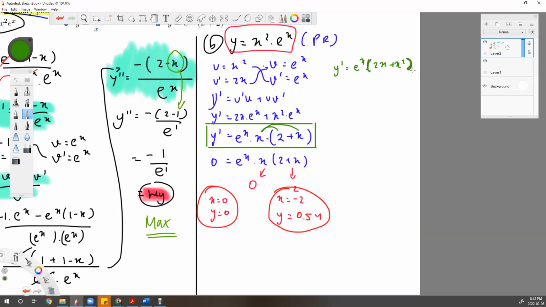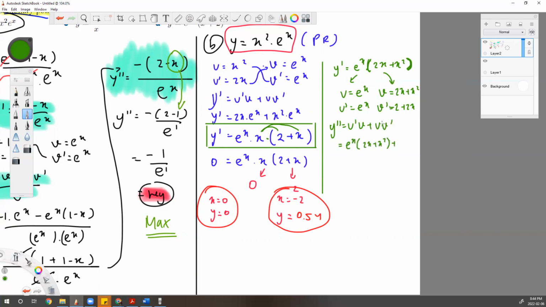So it will become a multiplication, right? So u equals e to the power x, v equals 2x plus x squared. And then u' will be e to the power x as well, v' will be 2 plus 2x. So y' equals u'v plus uv', using the same product rule: e to the power x times (2x plus x squared) plus e to the power x times (2 plus 2x).